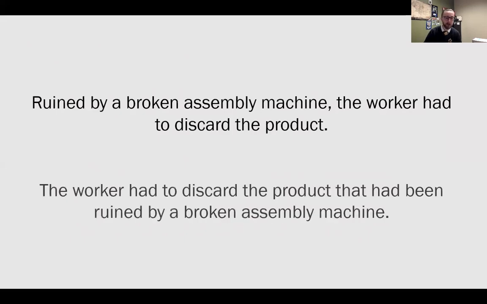Here is my solution, and again, you might have come up with something slightly different, and that's okay. My solution: the worker had to discard the product that had been ruined by a broken assembly machine. So I took the phrase ruined by a broken assembly machine and moved it to the end of the sentence so that it's closer to the product, because that's what it's trying to describe. The worker is not ruined by a broken assembly machine, hopefully. I think we're describing the product, so we need to move the modifier closer to the product.